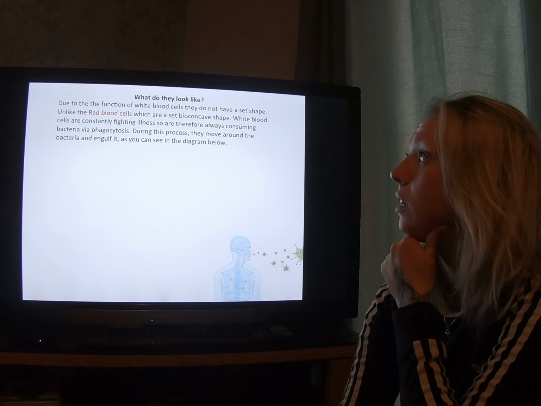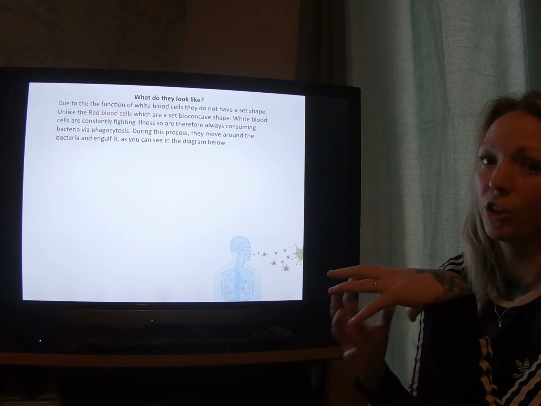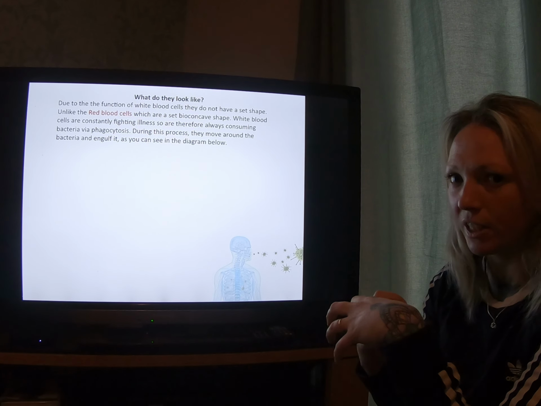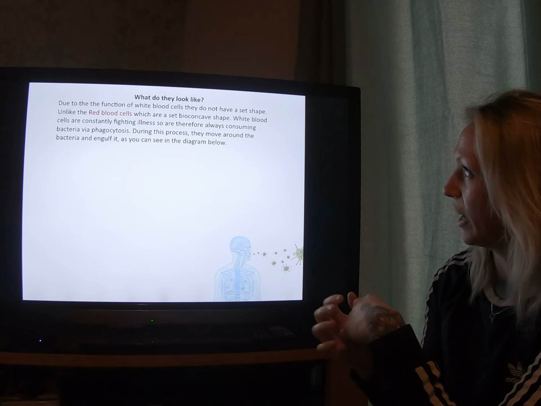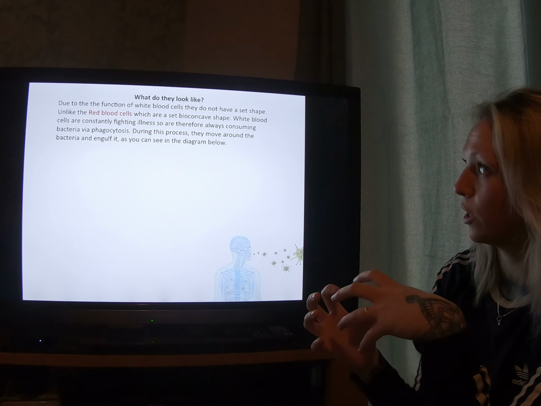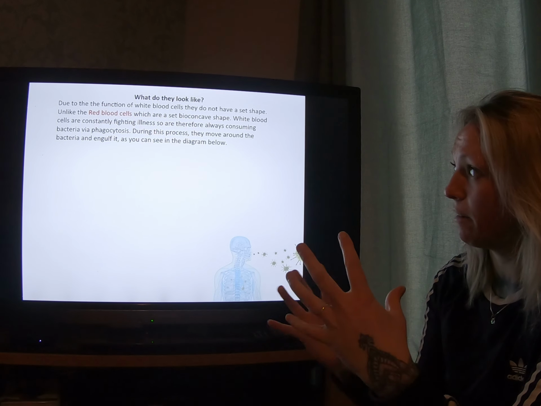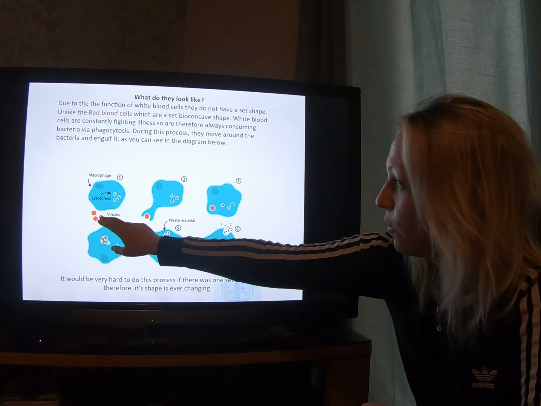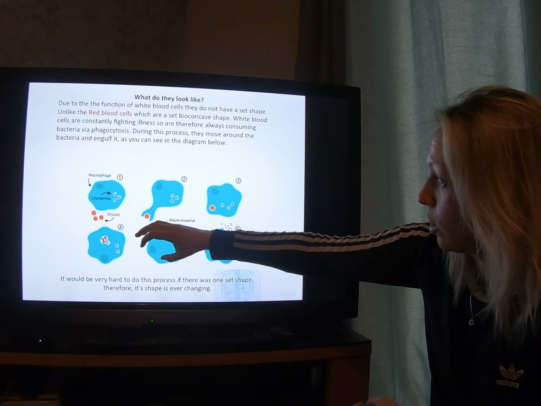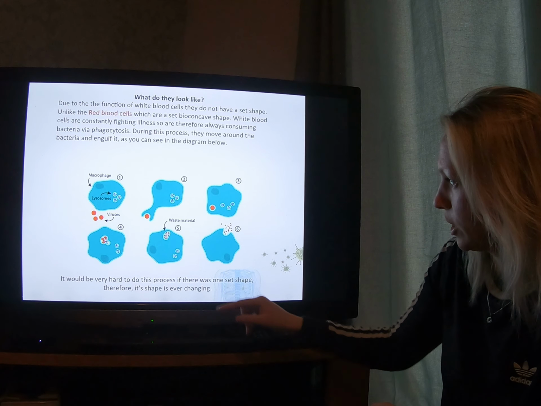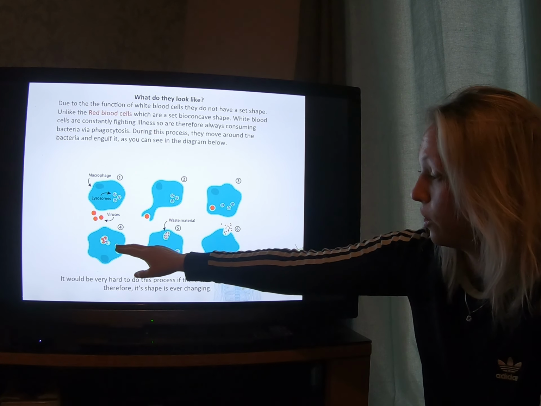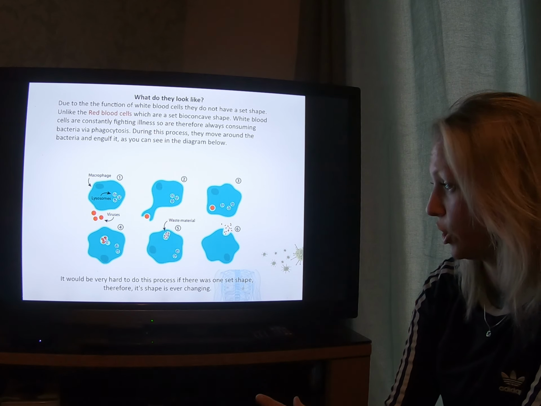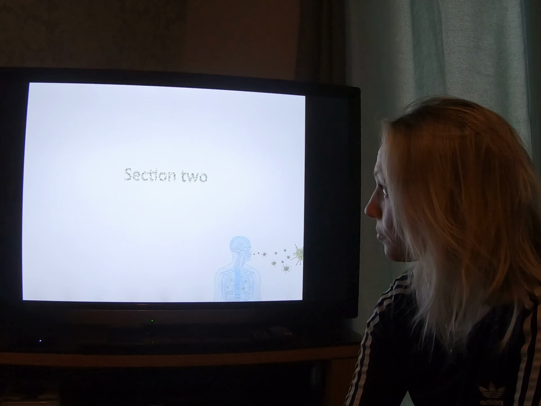What do they look like? Due to the function of the white blood cells, they don't have a set shape, unlike the red blood cells, which have a set concave shape. White blood cells are constantly fighting illness, so therefore they are forever changing. They're consuming bacteria via phagocytosis. During this process, they move around the bacteria and they engulf it, as you can see in the diagram below. Here's the virus. A white blood cell comes in, engulfs, forever changing shape. It combats the virus and it gets rid of the waste material. It'd be really hard to do this process if there was one set shape. So as I said, it's forever changing.